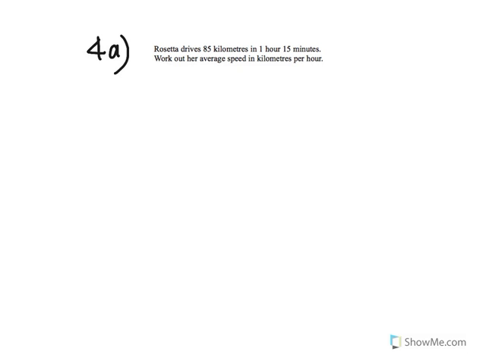Okay, so question 4a is pretty simple. Rosetta drives 85 kilometers in 1 hour and 15 minutes. So work out her average speed in kilometers per hour. Alright, so this is a simple equation. Speed is equal to distance over time. Now the distance is 85 kilometers and the time is 1 hour and 15 minutes.